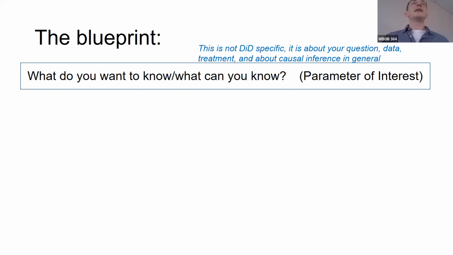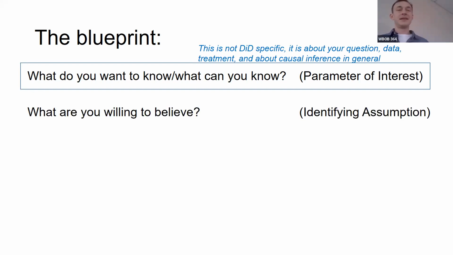And also emphasize, this is not really even a diff-in-diff specific thing to do. You should do this in any possible study. Then we're not even going to jump to data. Then you have to say, well, if I want to know that thing, and that thing is well defined in some sense, you're never just going to get to know it. You're going to have to make some kind of assumptions in order to figure it out.